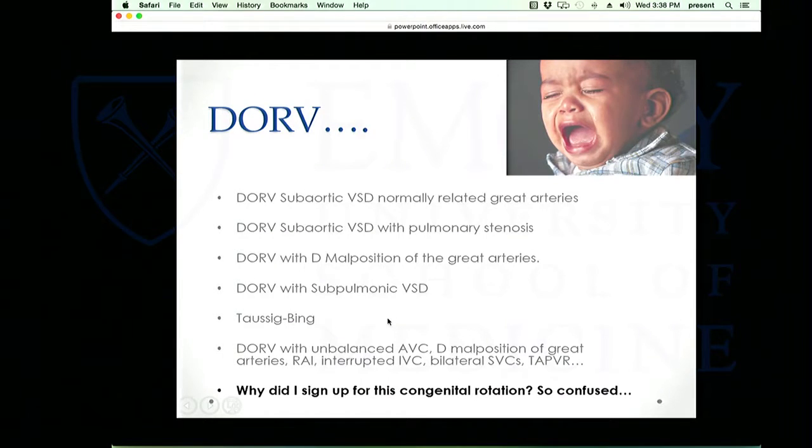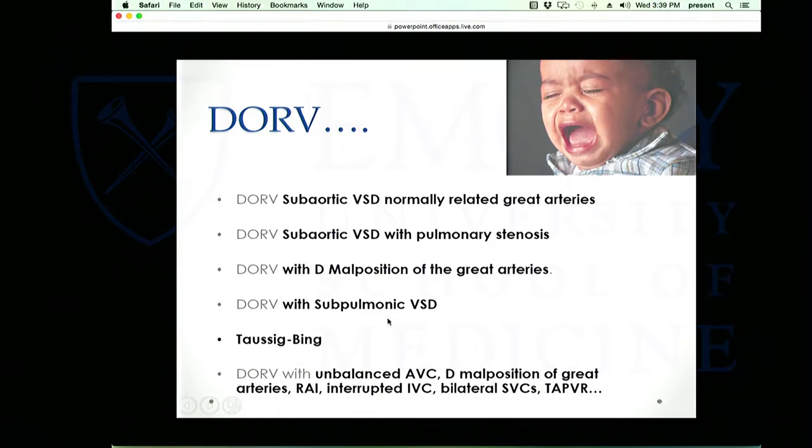So this is what I think most people think when they think double outlet right ventricle. They see DORV, okay, double outlet right ventricle. I will tell them it's a double outlet right ventricle. And then there's about a paragraph of diagnoses after that. And then you ignore it, and then you get confused, and you don't know why you signed up for this congenital rotation. And so then you just stop right there. But actually, it's probably more important to look at the stuff after the DORV, because that actually tells you more about the patient's anatomy.